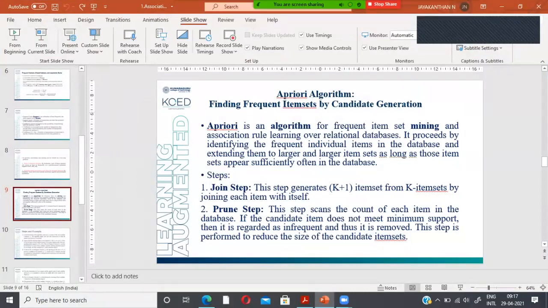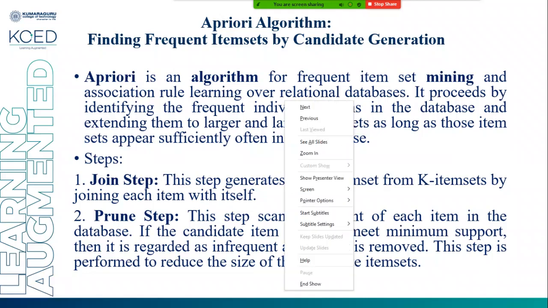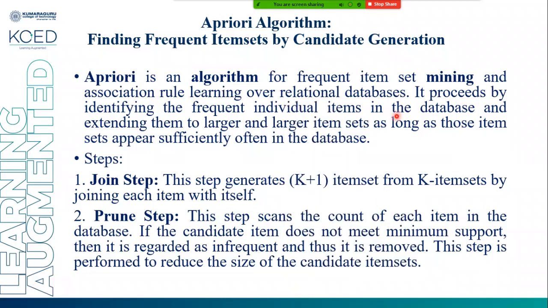Dear students, welcome to the video lecture on the Apriori algorithm: finding a frequent item set by candidate generation. The Apriori algorithm is used for frequent item set mining and association rule learning.